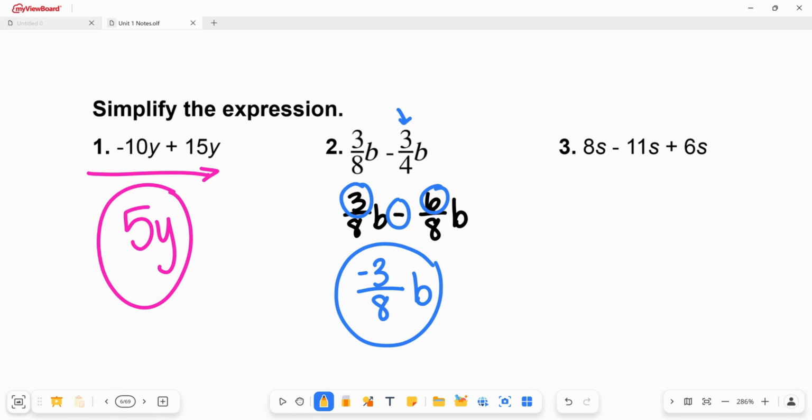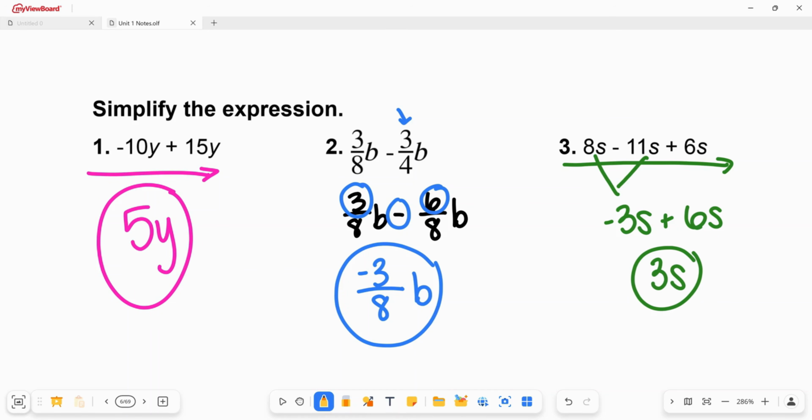We've got 8s minus 11s plus 6s. Now, again, left to right. So when I'm going through these, I would probably simplify the first 2 first and then worry about this plus 6s secondary. So 8 minus 11 gives me -3s, which then -3s plus 6s gives me a +3s. All right, there is that first lesson.